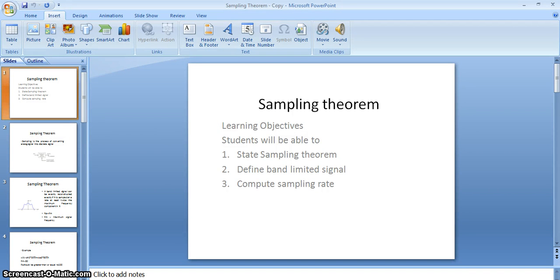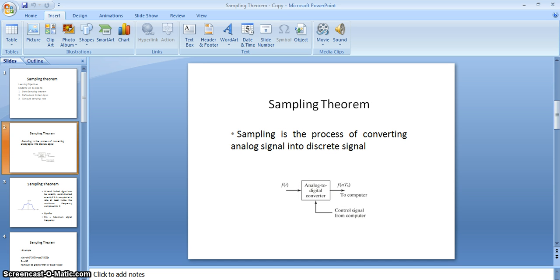Today's class we are going to discuss the sampling theorem. The learning objectives of today's class: you will be able to state the sampling theorem, define a band limited signal, and compute the sampling rate. The first thing we are going to see is what the sampling process is. Sampling is the process of converting an analog signal into a discrete signal.